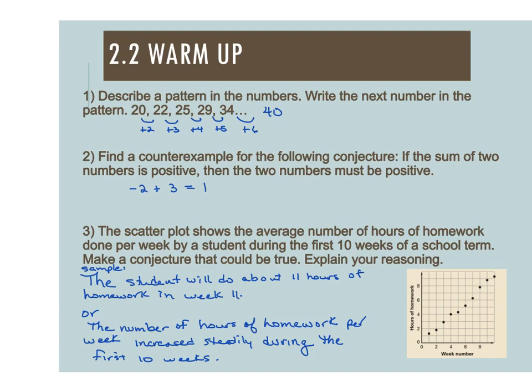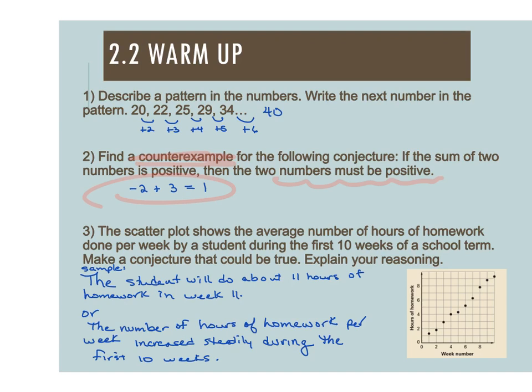Now, when they ask you to provide a counterexample, it's going to depend on the type of statement they've given you. In this case, if it has something to do with math, you can give your counterexample as a math problem. So here they said, if the sum of two numbers is positive, then the two numbers must be positive. So I looked for two numbers, and I wanted to prove that they both didn't have to be positive to get a positive sum. So I made one number negative and one number positive, and I still got a positive answer. So this proves it false.